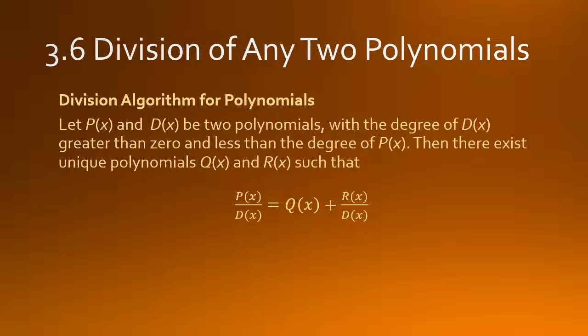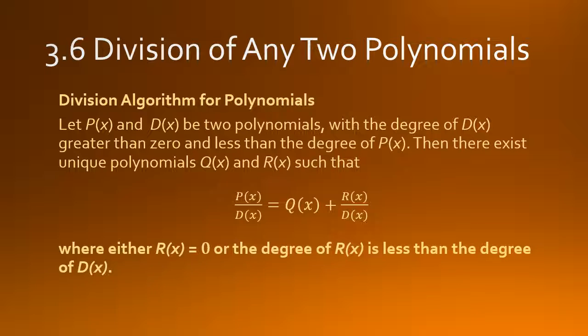This may look familiar. It's actually the same thing we've been saying since really the beginning of this section. The polynomial divided by the divisor equals the quotient plus the remainder over the divisor. It's exactly what we've said before. This is just putting it in formal math language. R of x can either be 0 or the degree of r of x will be less than the degree of d of x.